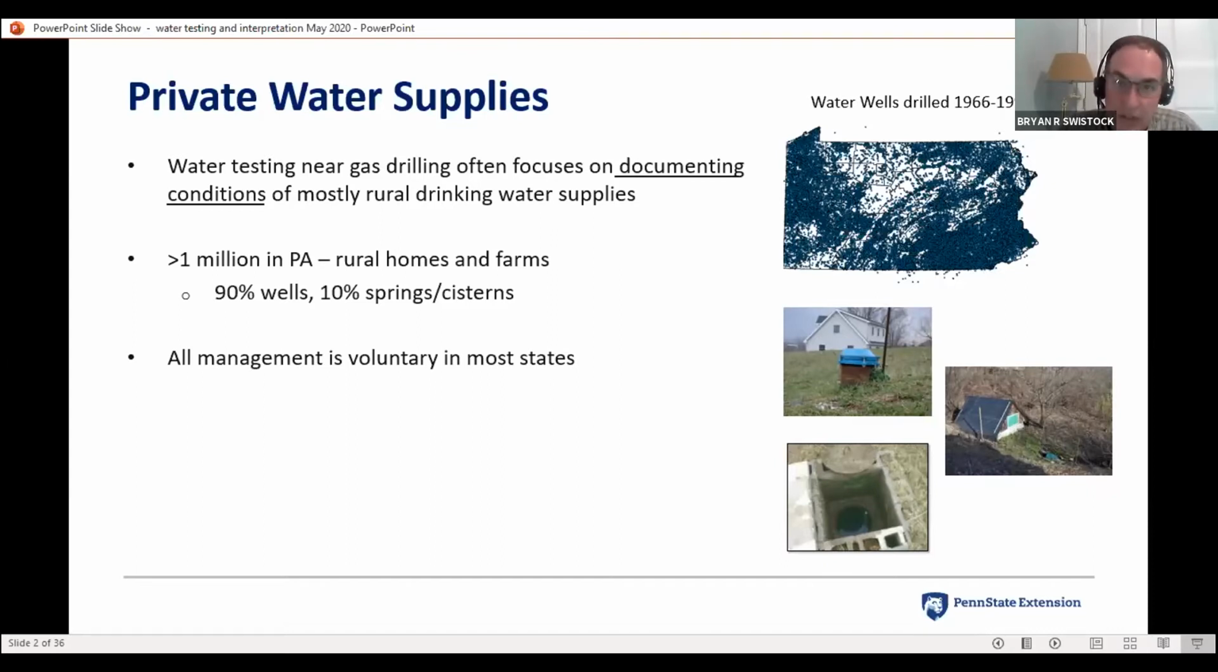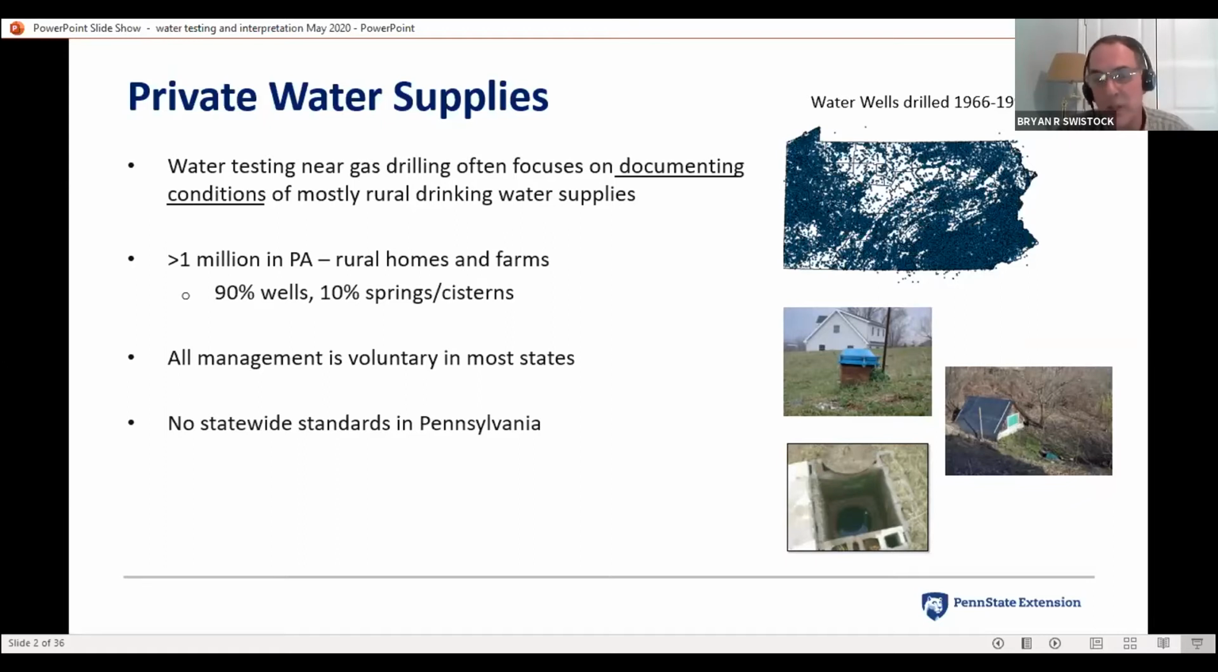In most states, all management of these water supplies is voluntary. So the homeowner is responsible for everything with these water systems: the testing, the treatment, the management, and even the construction. In some cases, in Pennsylvania, we're one of the only states that don't regulate even the construction or the location of private water systems. So here in this state, we're basically entirely voluntary.